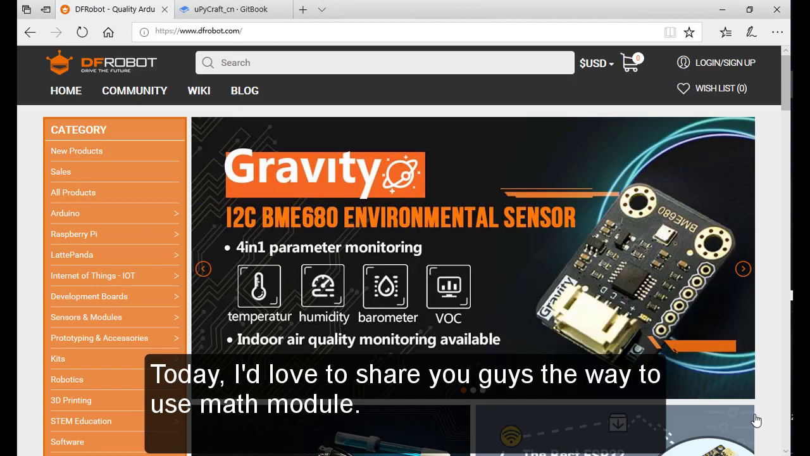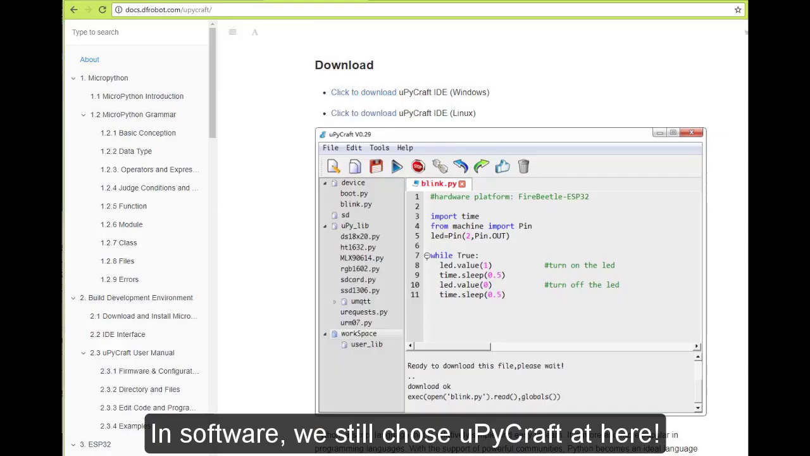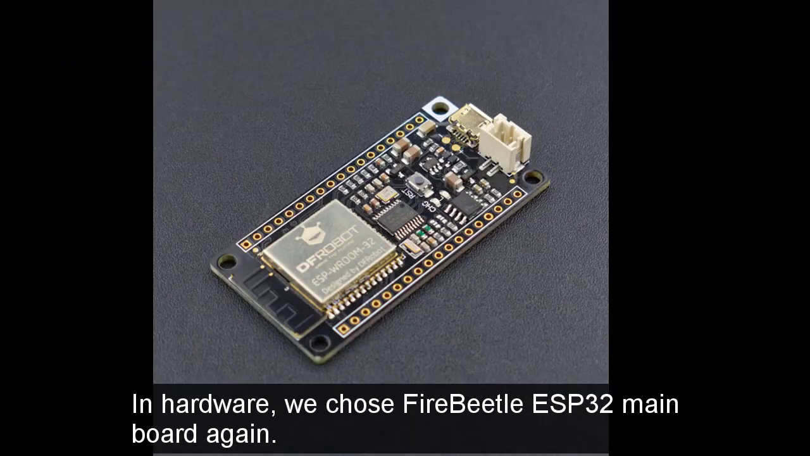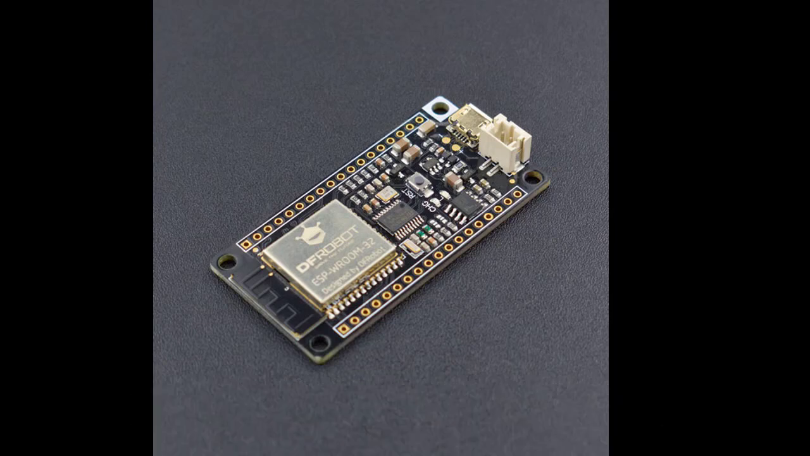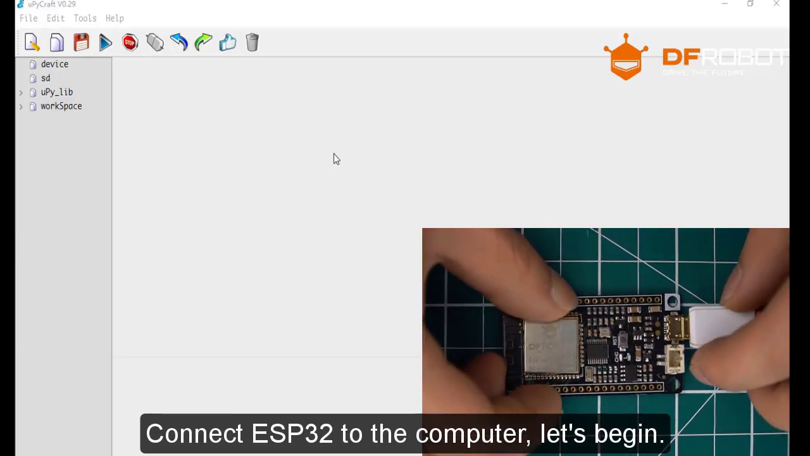Today I'll share with you guys the way to use the math module. In software, we still choose uPyCraft here. In hardware, we choose the FireBeetle ESP32 mainboard again. Connect the ESP32 to the computer.